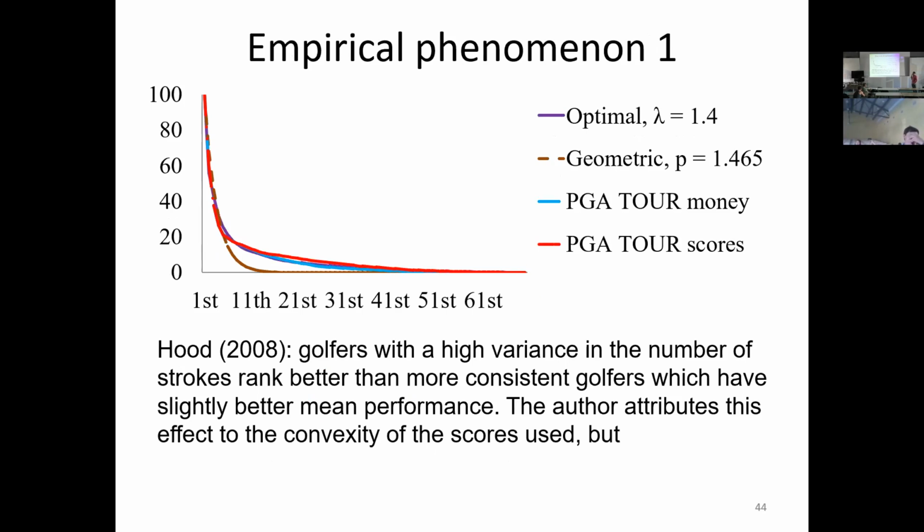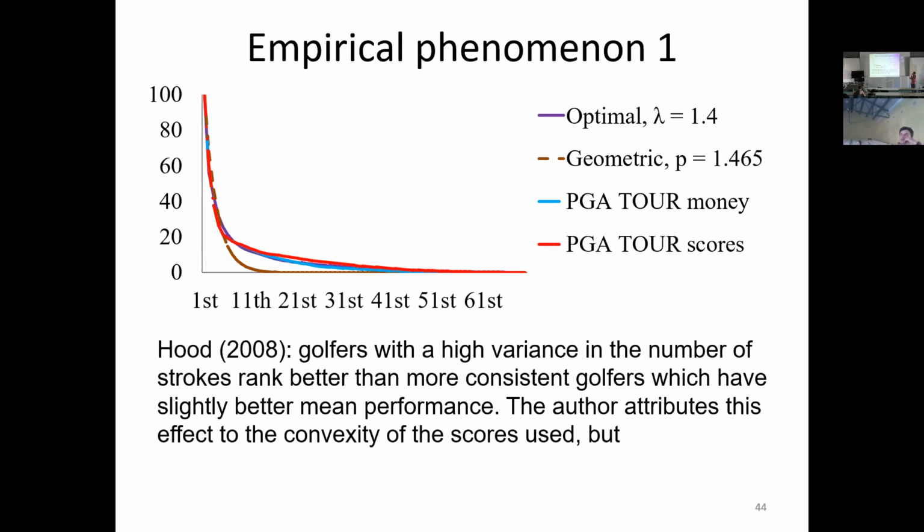Our finding that optimal lambda equals 1.4 in golf competitions also explains 2 empirical paradoxes known from the literature. For instance, Hood showed that golfers who have slightly lower average performance, but a high variance of their performance, can earn more money because of their inconsistent, risky behavior. And it couldn't be possible if the organizers followed lambda equal 1. Because when lambda equals 1, the theorem from the first part says that the only thing that matters is your average performance during the season. Variance doesn't matter at all, only mean performance.